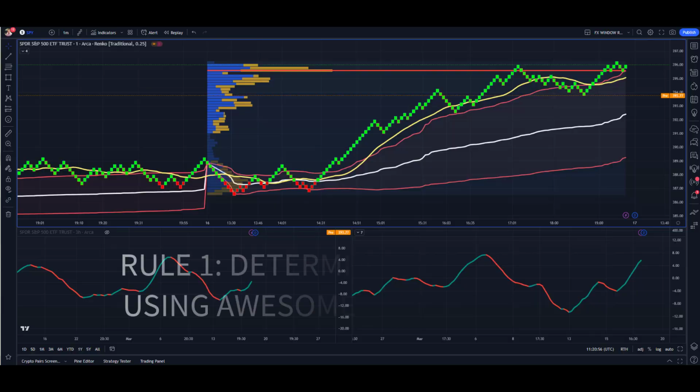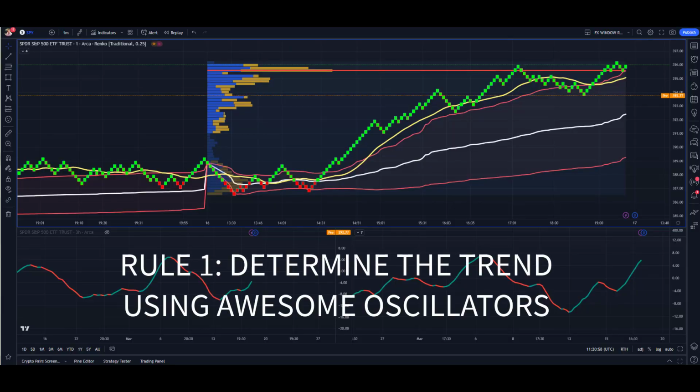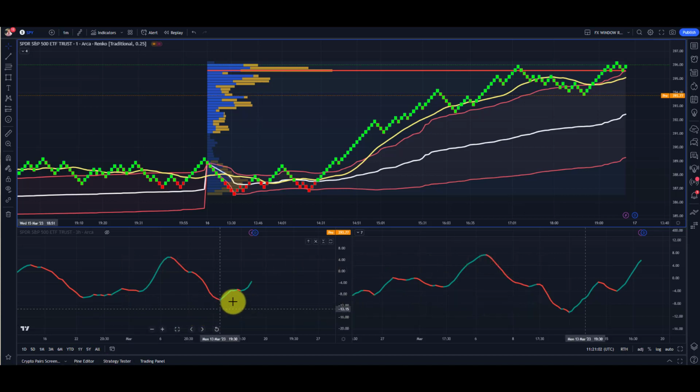So rule 1 is the trend filter. We don't do anything until we know what the trend is, and we're going to use our 2 awesome oscillators at the bottom for that. Remember, they both have to be green for the bullish up trades and both have to be red for the down trades. Beauty of this strategy, again, you can do it both long and short. So once we've determined the trend, we then move into the VWAP phase.